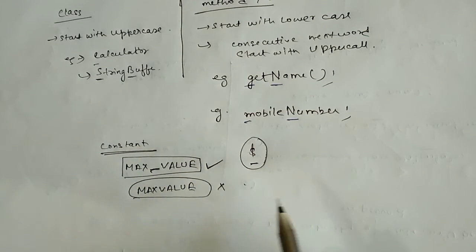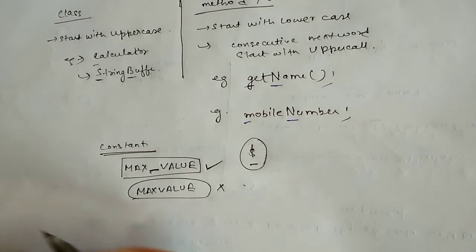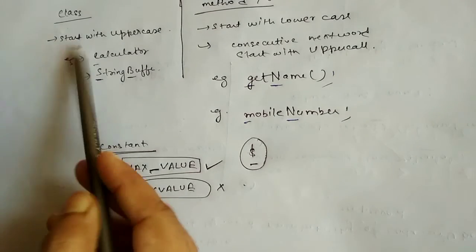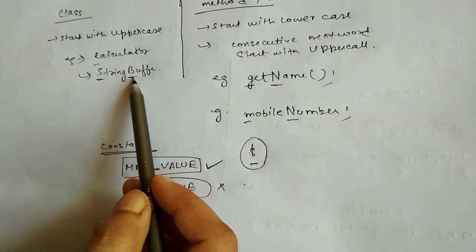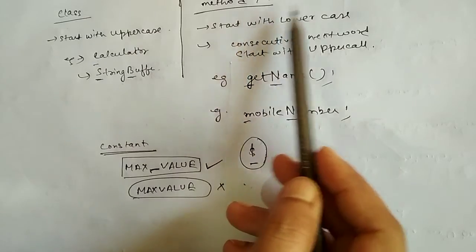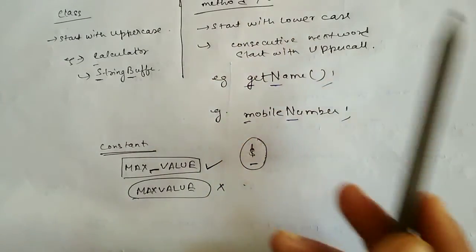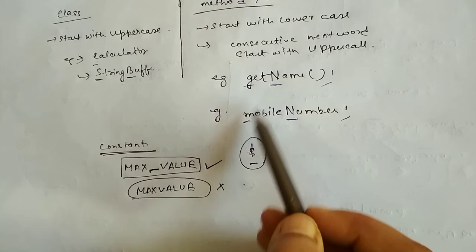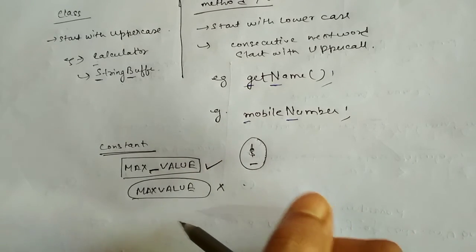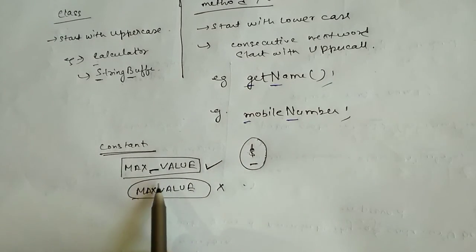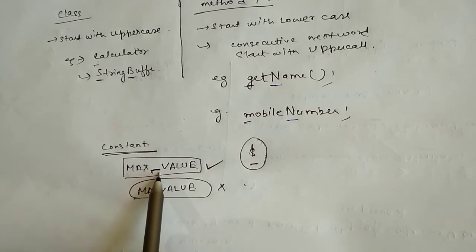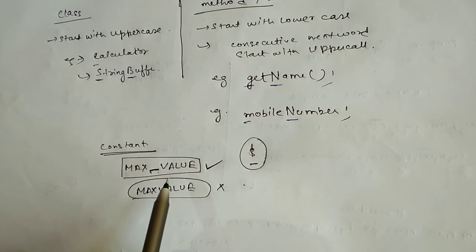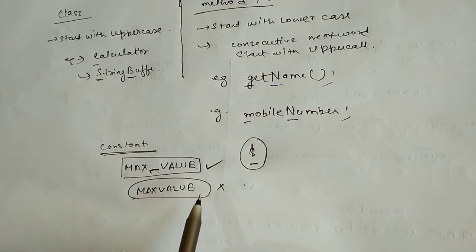So if we want to write a class name, we start with uppercase, and for each next word we use uppercase. For methods or variables, we start with lowercase, and each next word starts with uppercase. And for the constant, we write every word in uppercase, and if there is more than one word, we can use an underscore symbol between them. So these were the basic things.